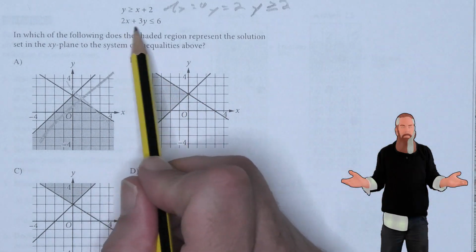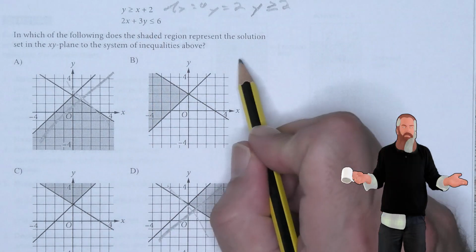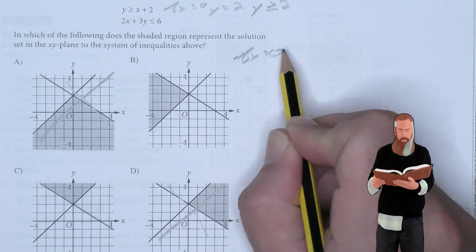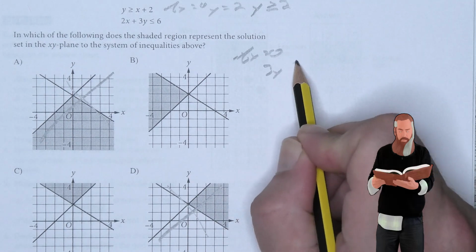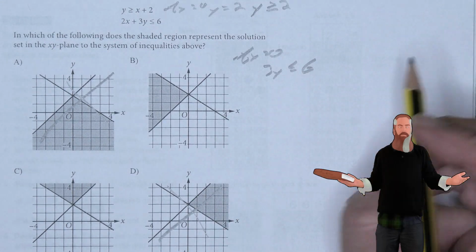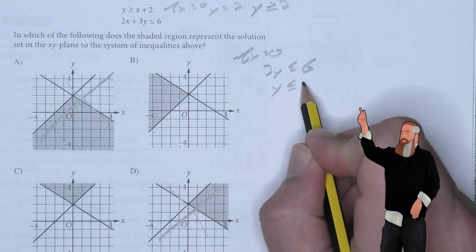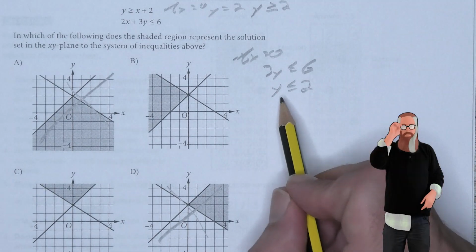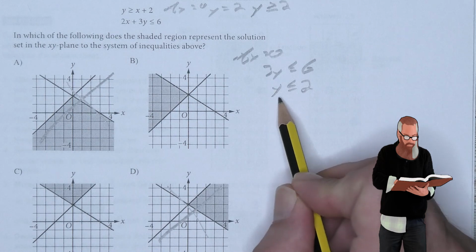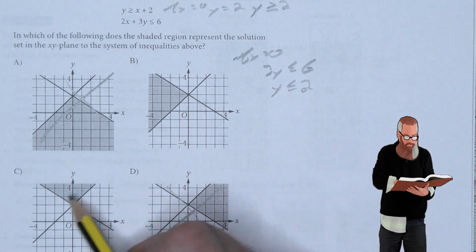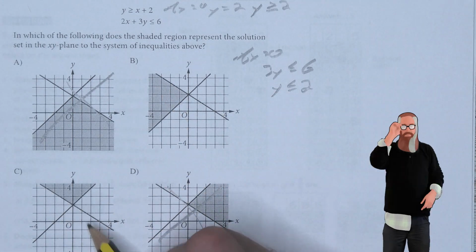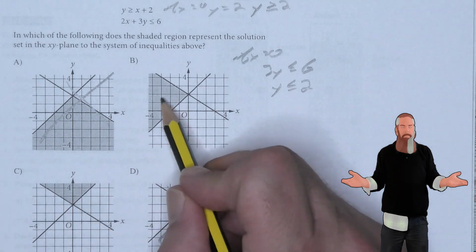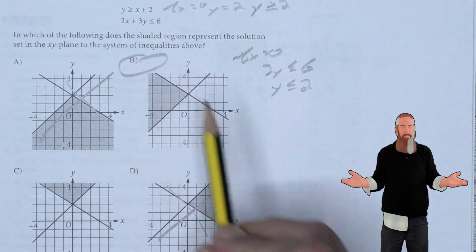So if we look at this one right here, then we can say if x were equal to 0, then we would have 3y is less than or equal to 6, or y is less than or equal to 2, meaning this needs to be shaded beneath the line. So if this is the line right here, it needs to be shaded beneath it, where here it's shaded above, but here it's shaded below, so B is the answer.